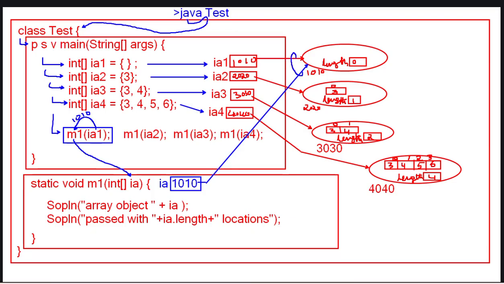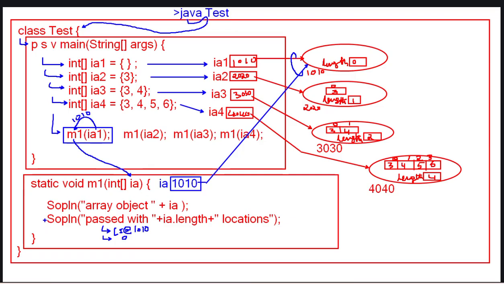IA1 variable, IA variable, both are pointing to the same array. Then what is the output we will get? Square bracket I at the rate 1010. IA place, what is printed? Square bracket I at the rate 1010, and IA dot length, what is printed? 0. I'm not printing the complete message, just the main points.